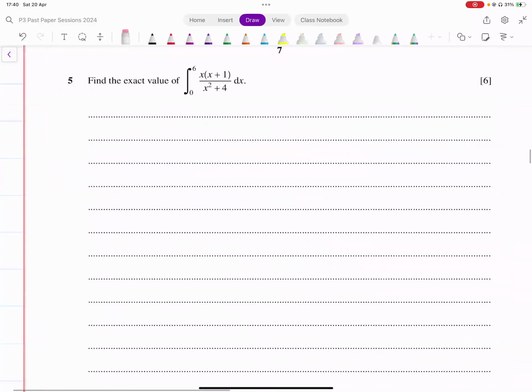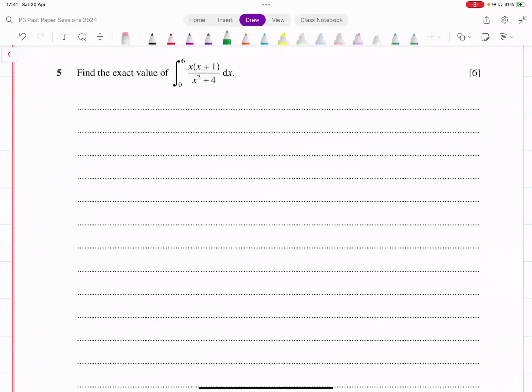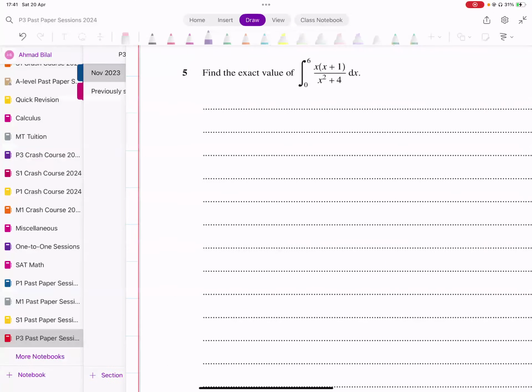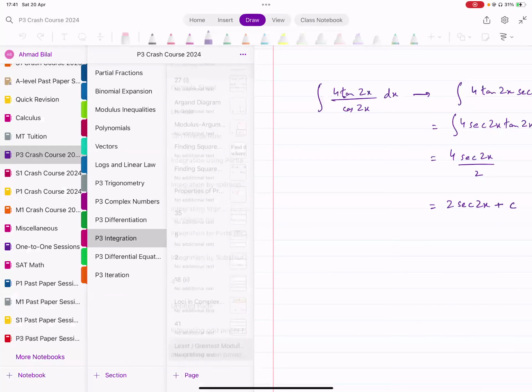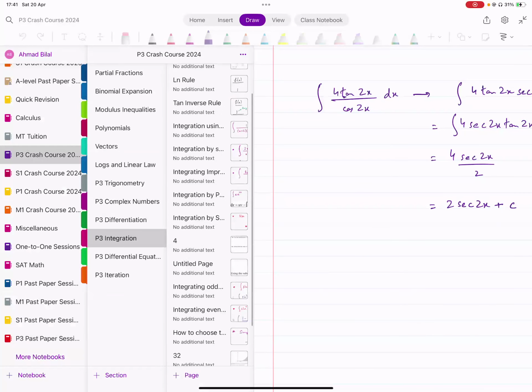Now it says find the exact value of the integration of x into x plus 1 divided by x squared plus 4. It's a fraction. Now, how do we integrate fractions? Remember the rules that we've got for fractions. ln rule. So you need to remember all of those rules. Now, let me just show that to you quickly as well. These are all the rules that we've got for integrating fractions. You need to remember them.